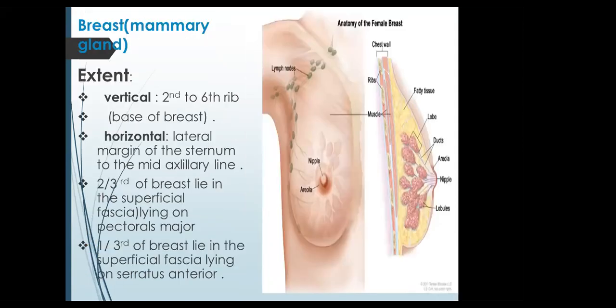The extent of the breast vertically is from the second to sixth rib, the base of the breast. Horizontally, it extends from the lateral margin of the sternum to the mid-axillary line. Two-thirds of the breast lie in the superficial fascia, lying on pectoralis major. One-third of the breast lies in the superficial fascia, lying on the serratus anterior muscle.